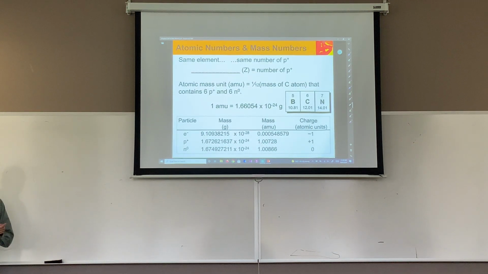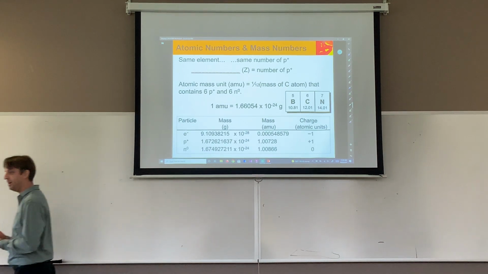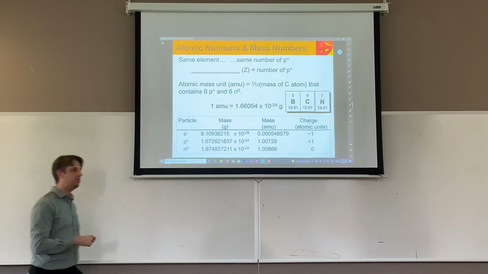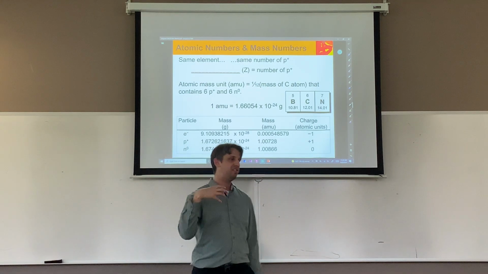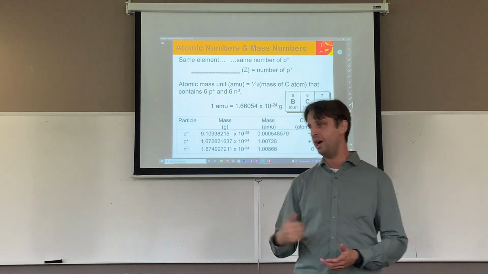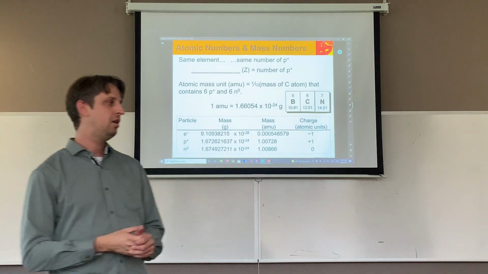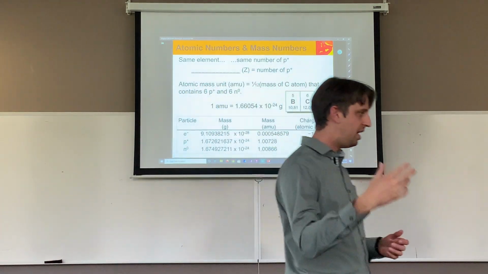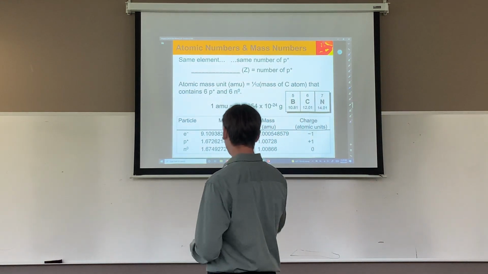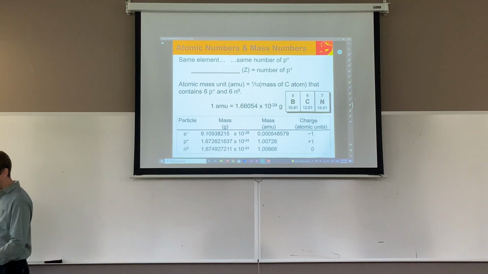Okay, so what do we have here? The same element, same number of protons. That's our definition. What makes a carbon a carbon? Each element is defined by the number of protons. If I have 1 proton, I'm a hydrogen. If I have 2 protons, I'm a helium. If I have 3, I'm a lithium. If I have 4, 5, 6, 7, 8, all the way up, that's what defines each element. Accordingly, we have a name for that. That's going to be our atomic number.